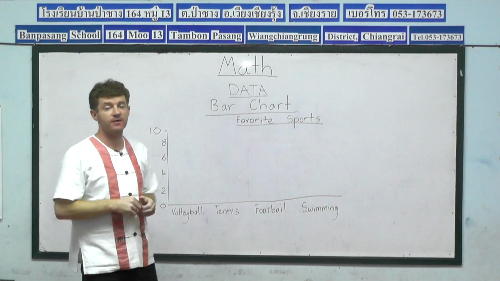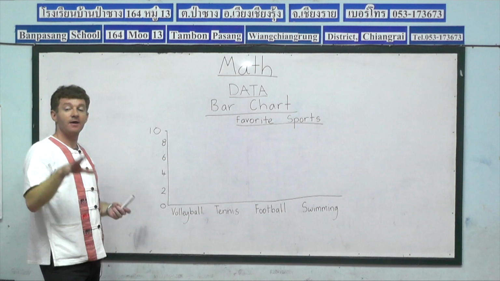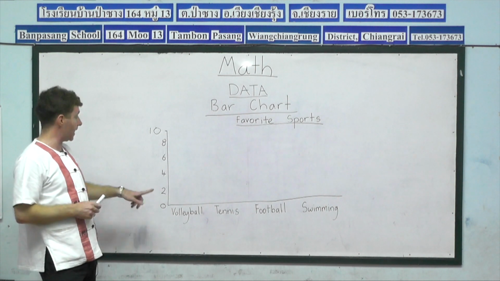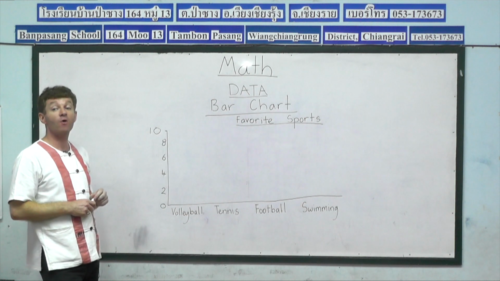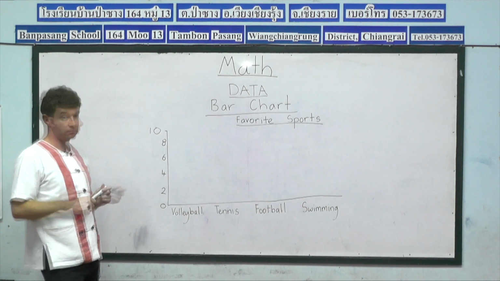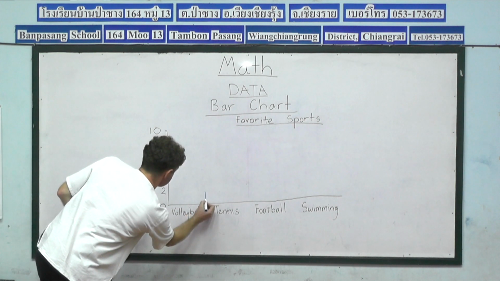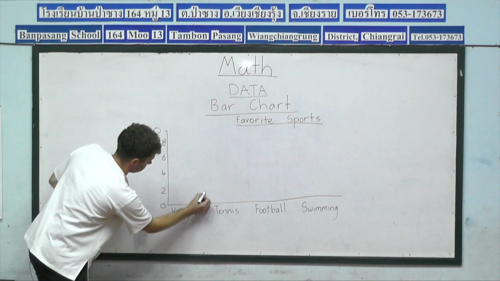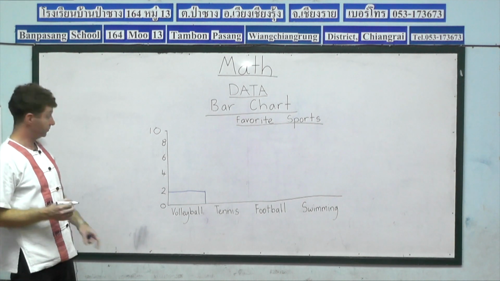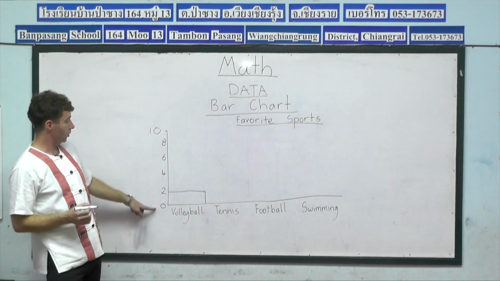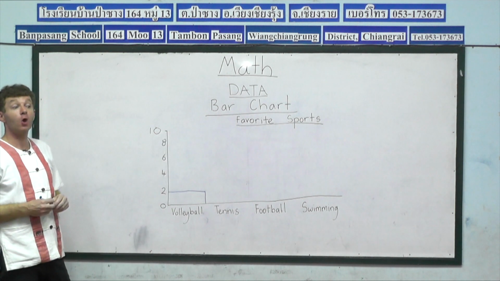I will go first to demonstrate. I will do the volleyball bar. So guys, imaginary, but can you give me a number of people between 0 and 10 who like volleyball as their favorite sport? Okay? So in that case, we will take our volleyball bar and draw to number 2 and then put it across like this. So you can see the number of people who have volleyball as their favorite sport is 2.